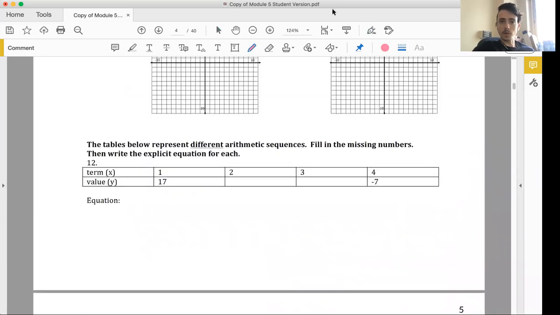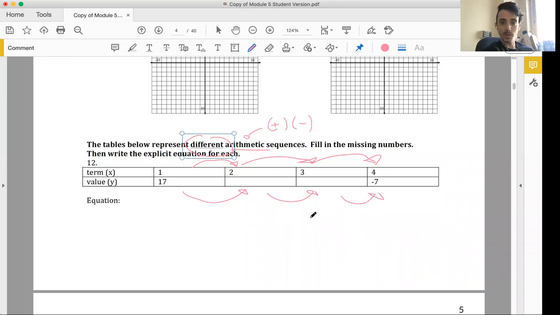Well, we'll look at these real quick. Hold on. Yeah, let's take a pit stop. Problem 12. The tables below represent different arithmetic sequences. Again, arithmetic means we're adding or subtracting to get to our next number. We see that here we're adding from the first term to the second term to the third term to the fourth term. So we're adding different intervals once, twice, 3 times to go from 17 to -7.